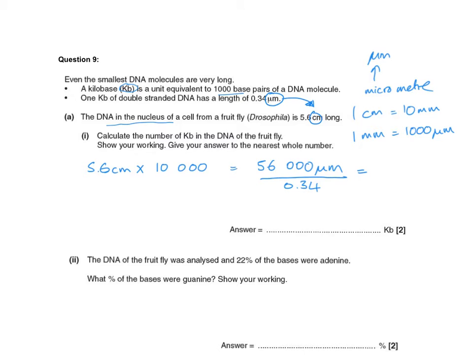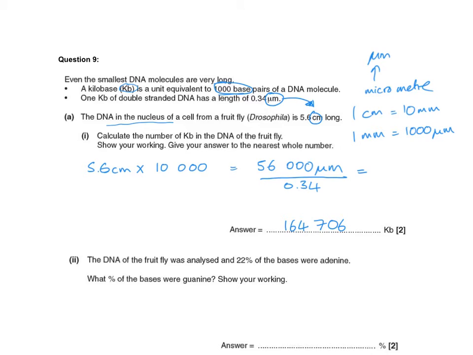And you should have got 164,706 kilobases in total. Okay, and remember that is still, you need to times that by 1,000 again to get the number of base pairs. So huge numbers here. The first thing is, hopefully just try and think about the boundary of this. You know this should be a big number because it's told you that the DNA molecule is very long.